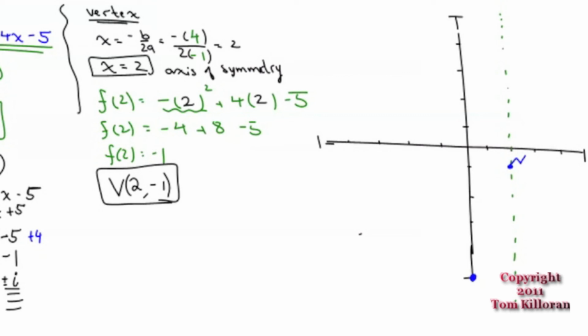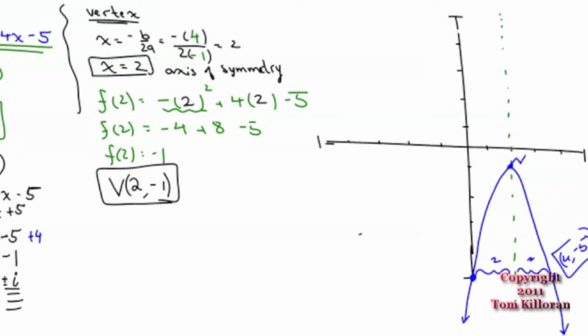And I can find only one more point on the other side. How far is it away from the axis of symmetry? 2. So I would just have to go 2 more. That brings me to this coordinate, which is 4, negative 5. And that becomes our reflected point. And then we get our parabola. It goes down through the y-intercept, and it goes down through the reflected point.